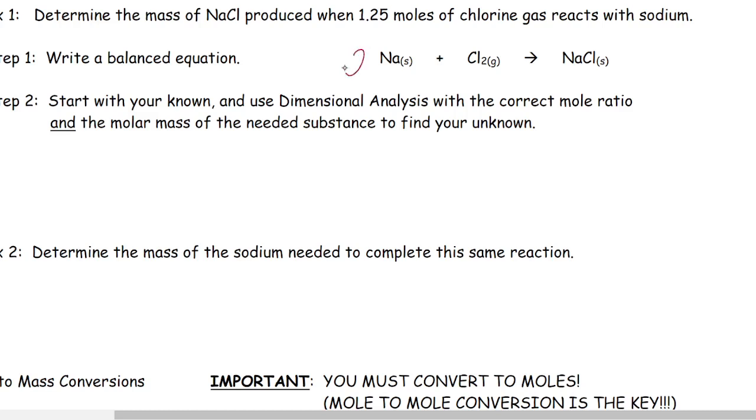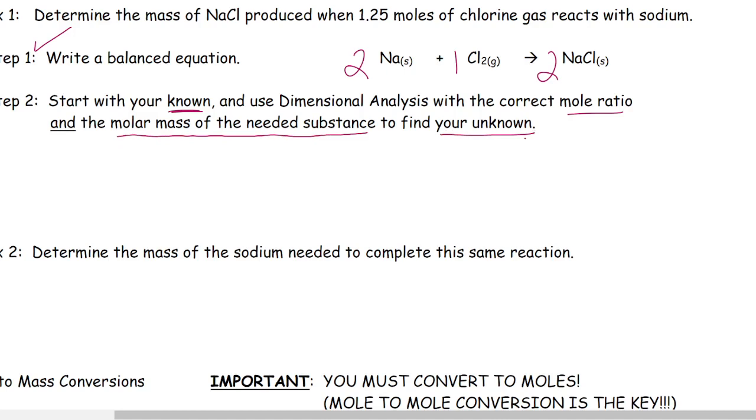2, 2. Good. 2, then 1, then 2. You don't have to write the 1 if you don't want to, but just recognize that there's a 1 there. So step 1, done. Step 2, start with your known, your given information, and use dimensional analysis with the correct mole ratio and the molar mass of the needed substance to find your unknown.